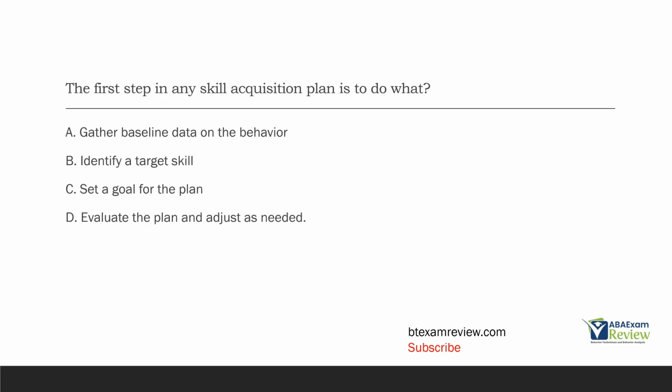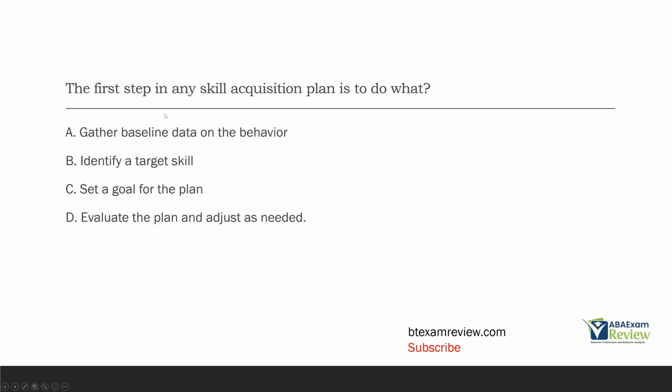And that's pretty much the essence of a skill acquisition plan, right? But the first step in any skill acquisition plan is what? A, gather baseline. Well, we can't gather baseline until we have an actual target. B, identify a target skill. Now, this might seem extremely simple. That's because it is. When you get easy questions on the exam, and there are some easy questions, you might encounter, you have to trust your preparation and not overthink it.